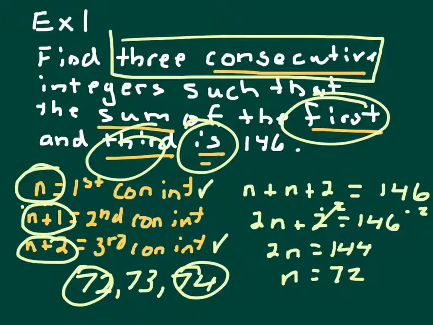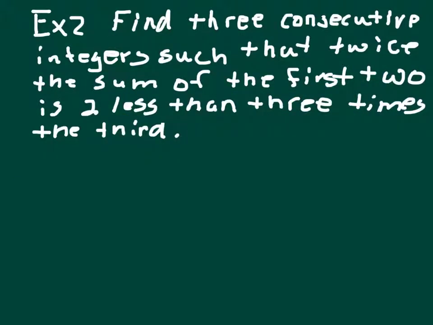This is a little bit more organized method. It's a faster method once you get used to it. Let's take a look at one more example. Now in this one it says find 3 consecutive integers such that.